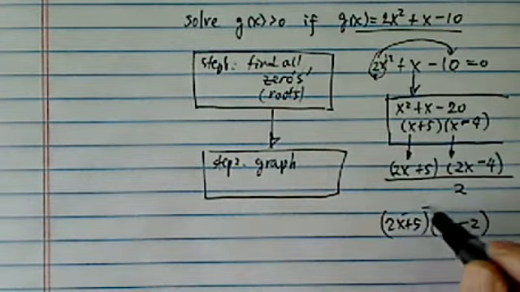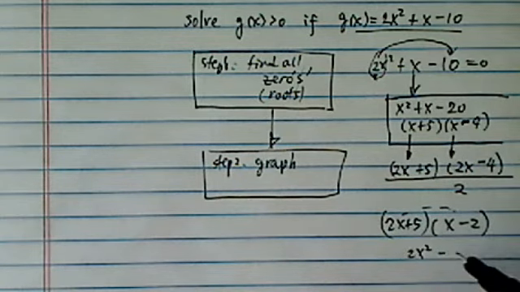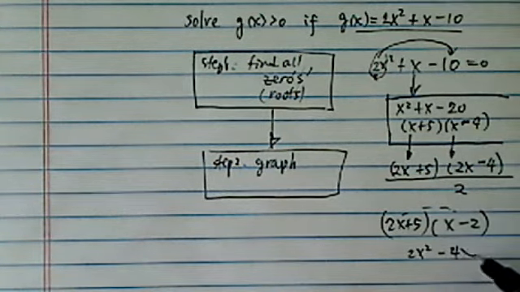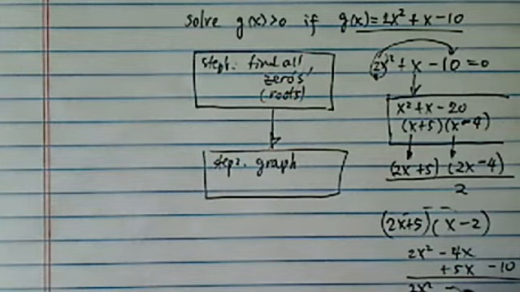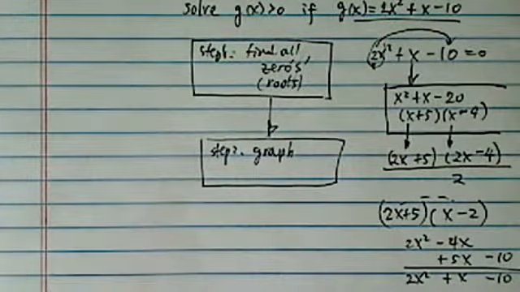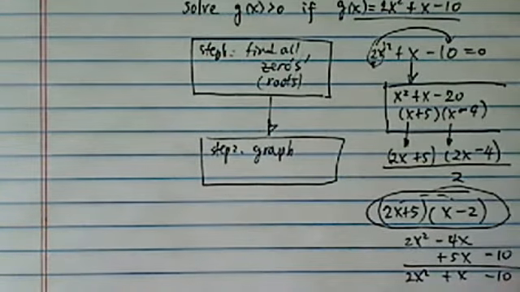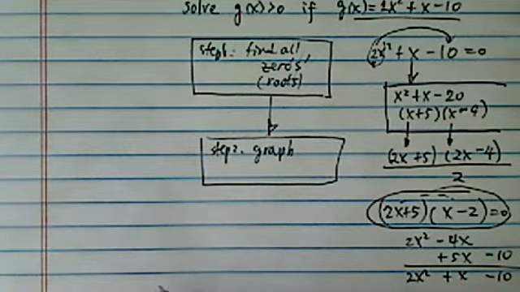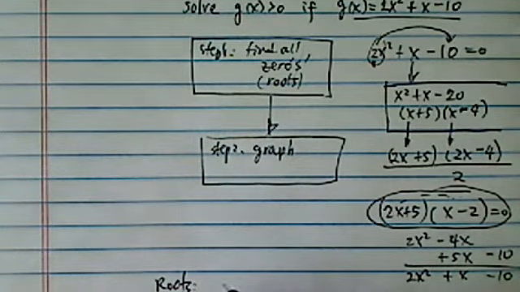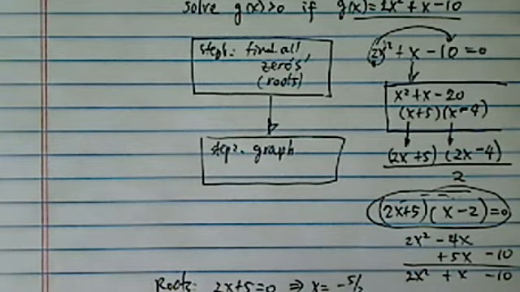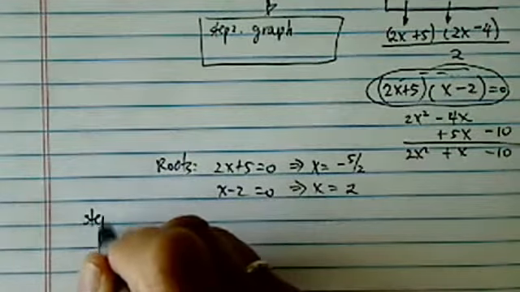If you don't believe it, let's check on it. I have 2x squared minus 4x, and then a plus 5x minus 10. And what do you know? I have 2x squared minus 4x plus 5x, that's plus x, minus 10. So I got back whatever I started with. This is my factored form. Once it's factored, I know my two roots: 2x plus 5 equal to 0, or x equal to minus 5 over 2, and x minus 2 equal to 0, or x equal to positive 2. That's pretty easy. Now let's proceed to step 2.